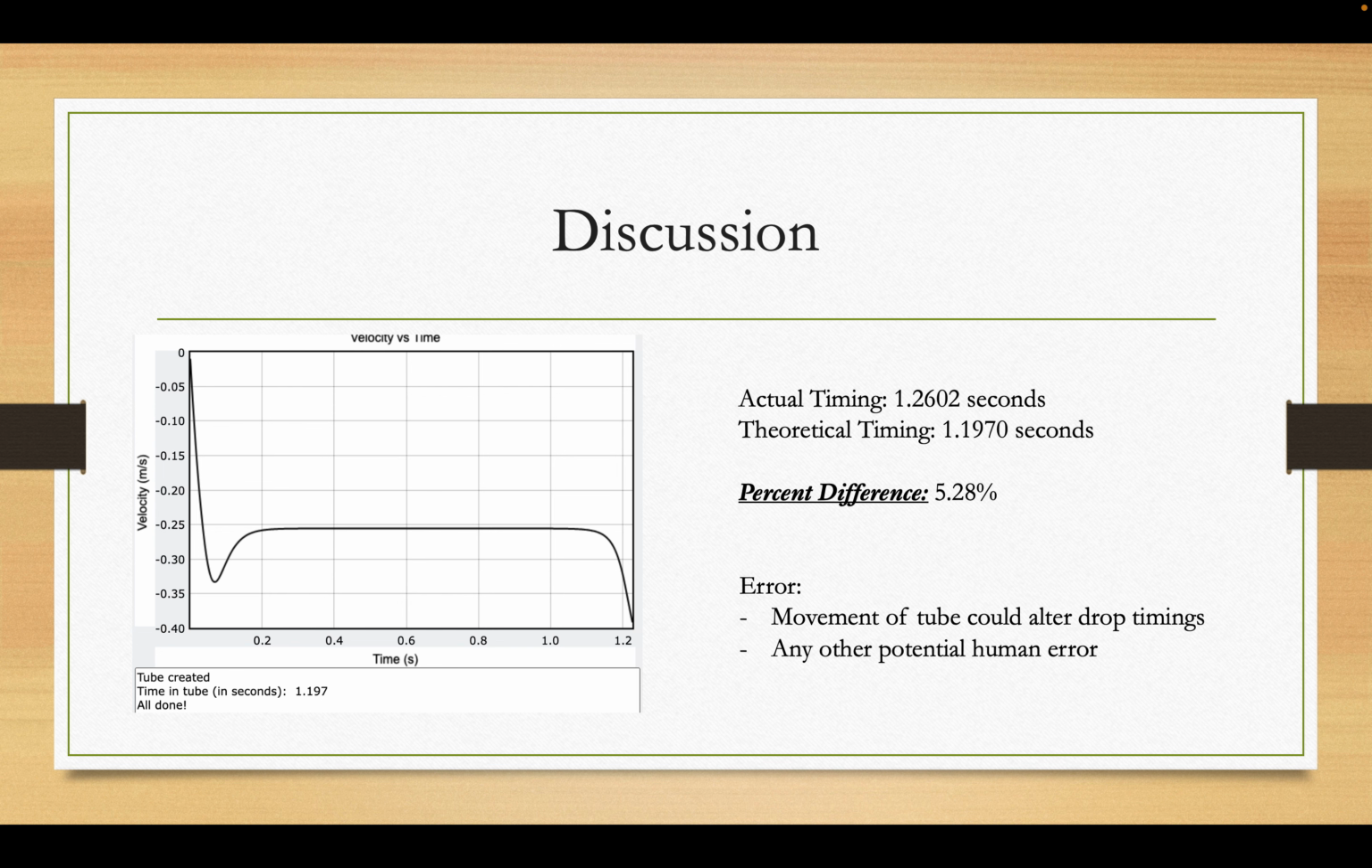As always, there's error in each lab, and one error could be that when I was holding the aluminum foil tube, movement from my hand could cause the magnet to hit the walls and disturb its flow through the tube. And there could also be any other potential human error that we are not aware of.